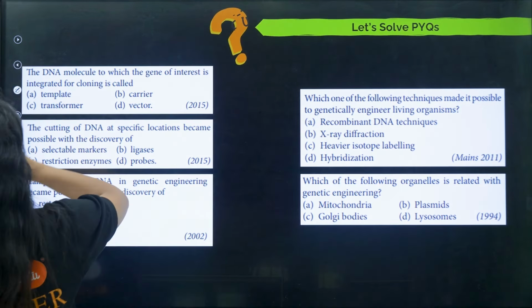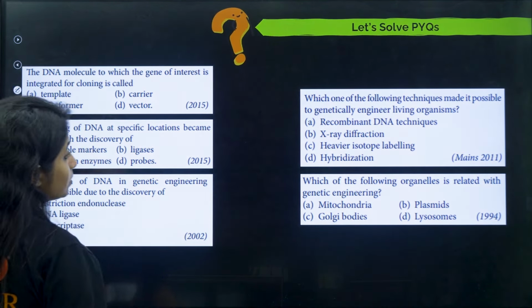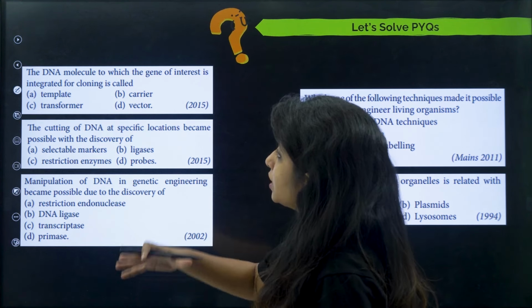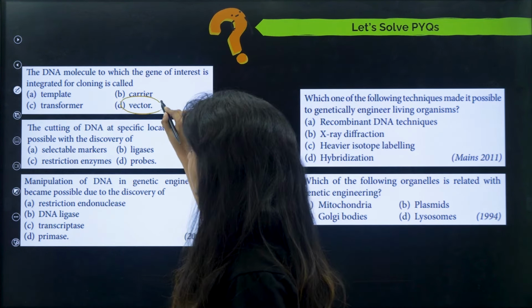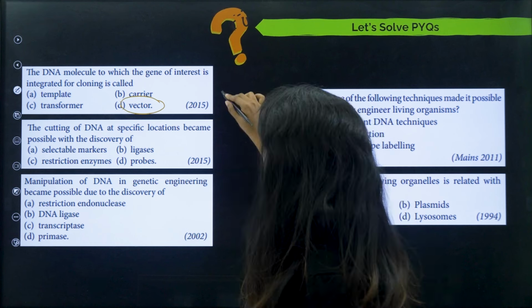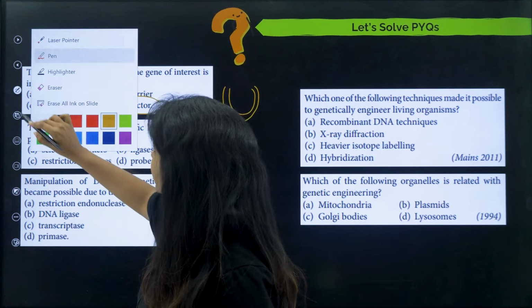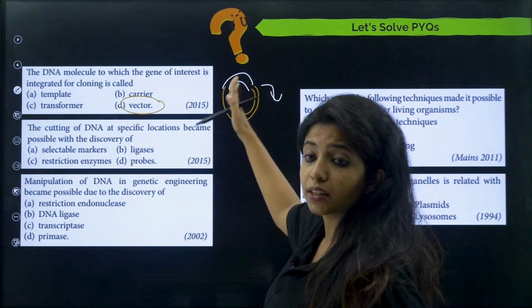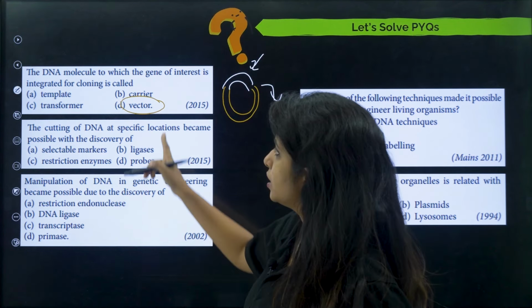Let me try to do all the questions and you say if your answers are correct or not. The DNA molecule to which the gene of interest is integrated for cloning, you call this a vector. Remember, plasmid was a vector. This is the plasmid. You're putting the gene of interest over here and this plasmid is being put into some other organism. Basically, it is acting as a vector which carries this gene of interest. So, this is a vector.